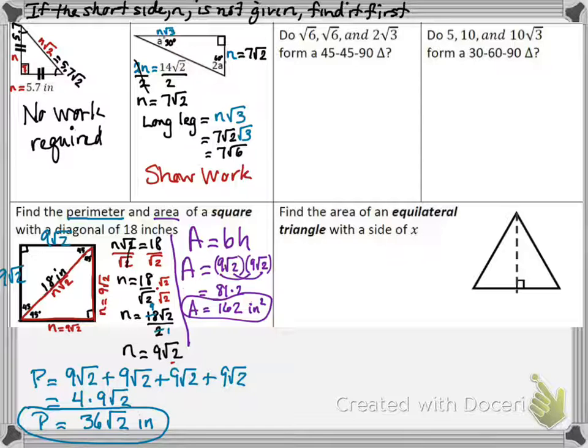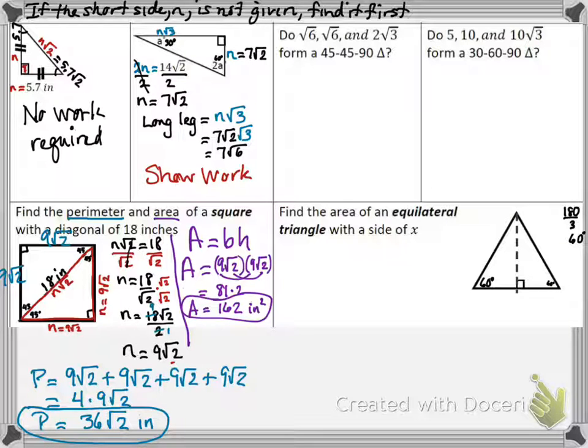The next shape just asked me for the area of an equilateral triangle with a side of x. I hope that you remember equilateral means equal sides, but when it's a triangle, equal sides also means equal angles. So I'm going to just take a second here and think about 180 degrees for all three angles divided into 3 equal parts tells me that I have 60 degrees for each angle. 60 degrees for this base angle. 60 degrees for this base angle.